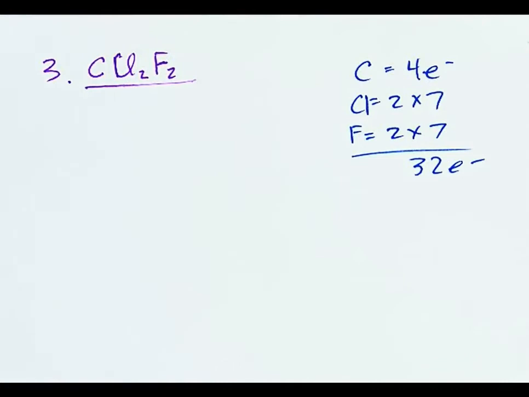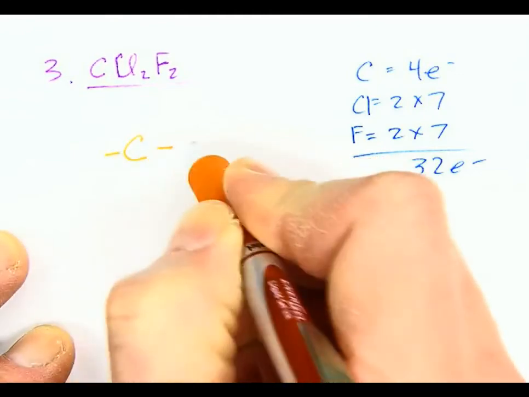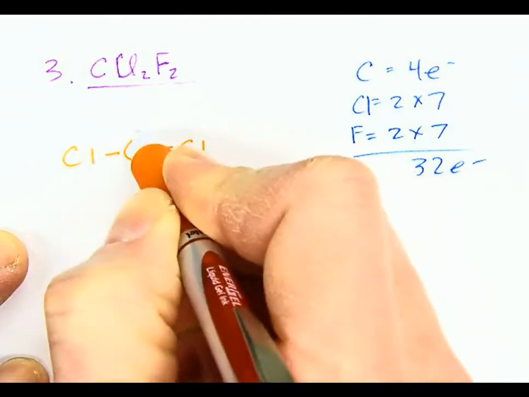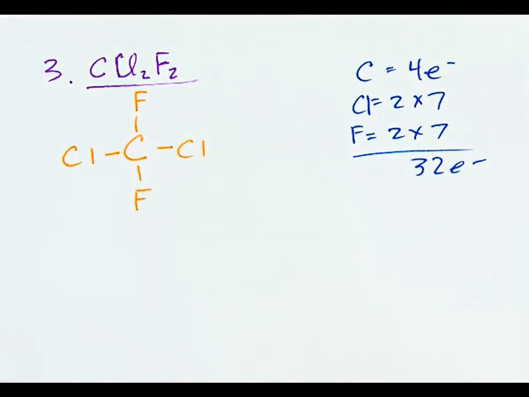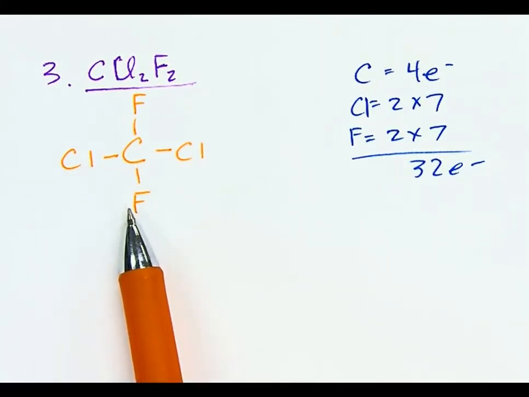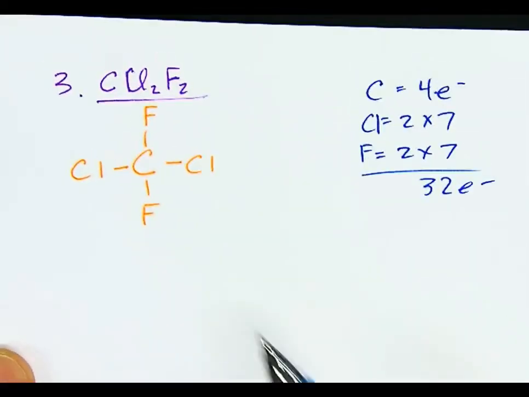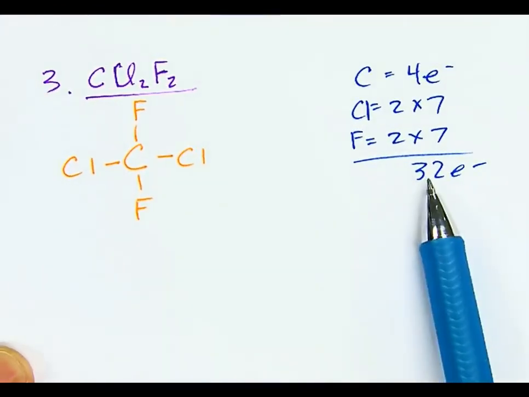You then draw the skeletal structure. And again, you don't have to draw it with the F's on top. You could draw them across and so on. Generally, though, you probably wouldn't put a Cl here and then the other Cl here. But that's personal preference. How many electrons do we have currently? 2, 4, 6, 8. And we need to get up to 32.